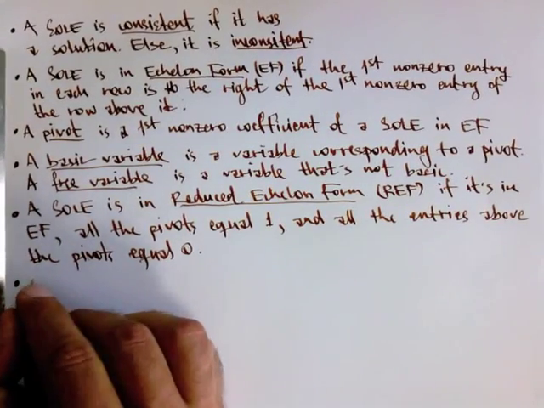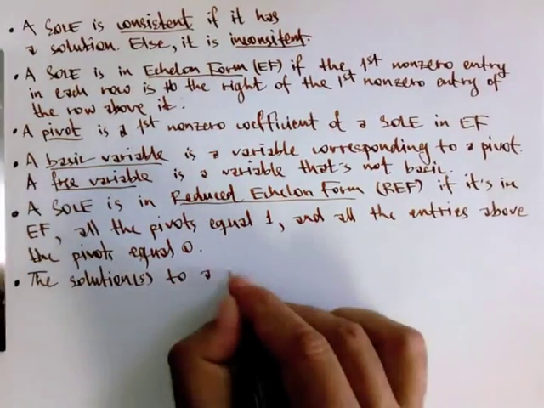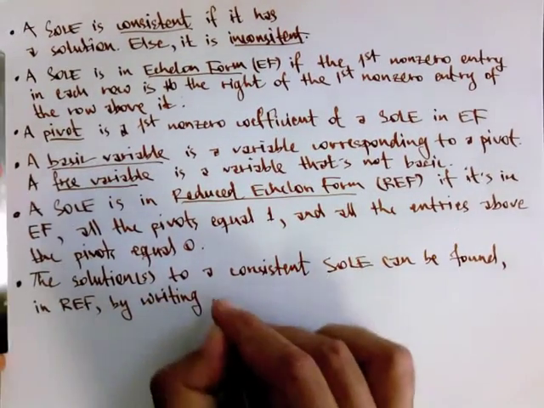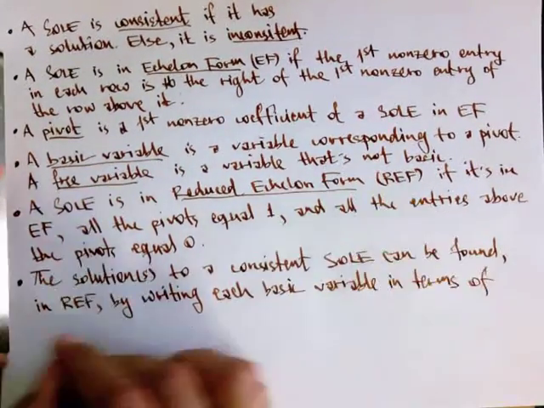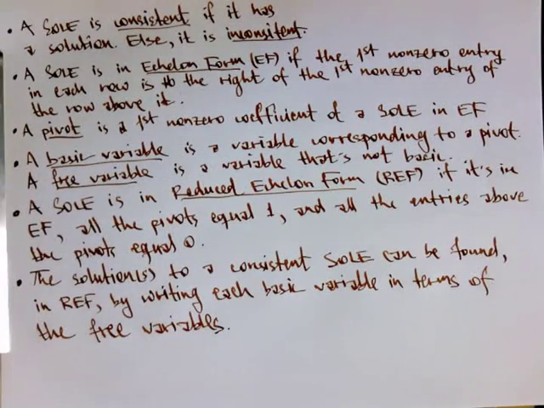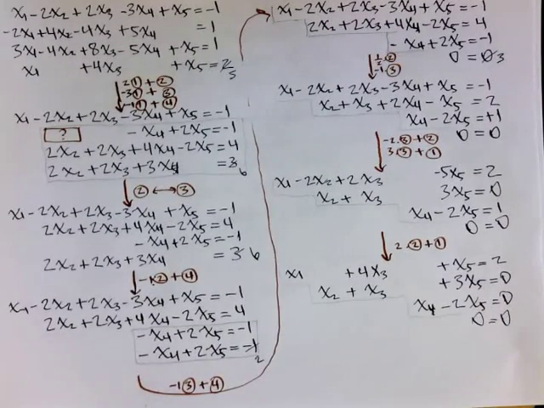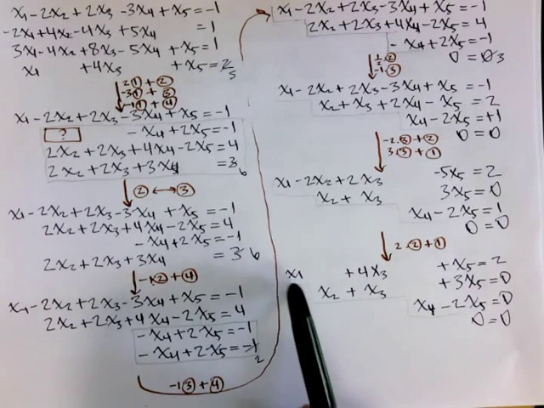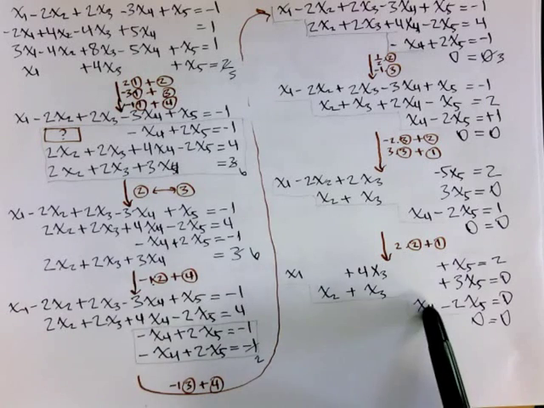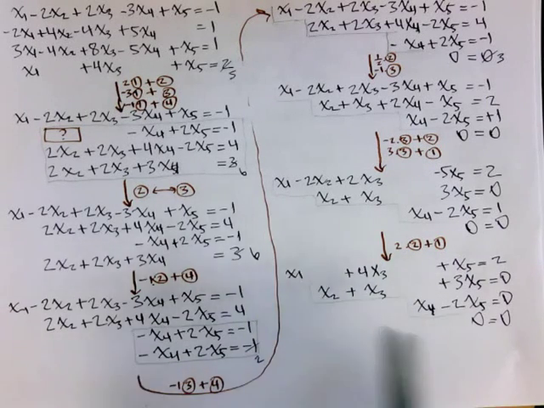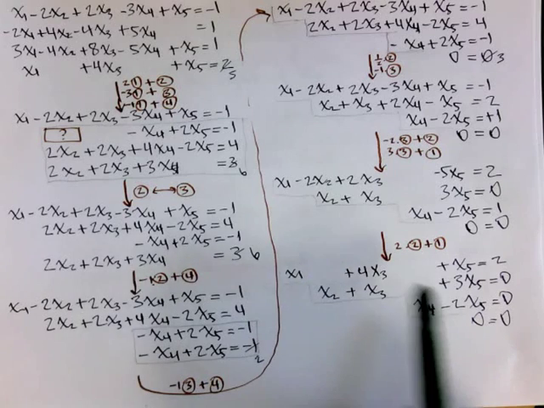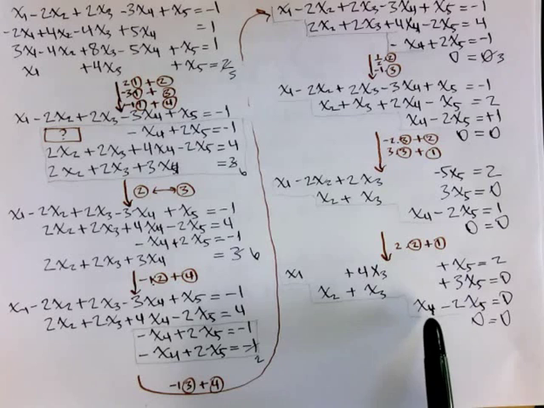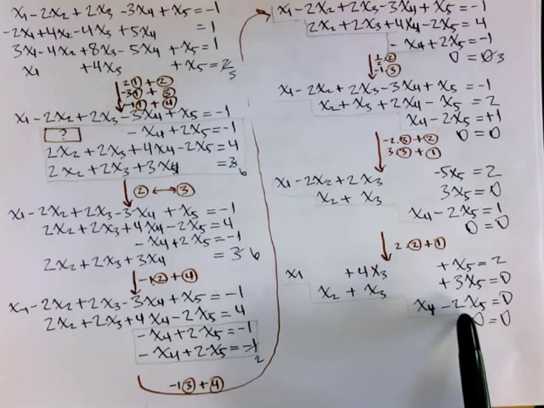The great thing about reduced echelon form is that we can read all the solutions to a system of linear equations from it by writing each of the basic variables in terms of only the free variables. Here in reduced echelon form, our basic variables are x1, x2, and x4, and each appears in just one row because the entries above the pivots equal 0. Therefore, x1 will be writable in terms of just x3 and x5 without the use of x2 and x4, and the same holds for x2. And x4 will be writable in terms of only x5.